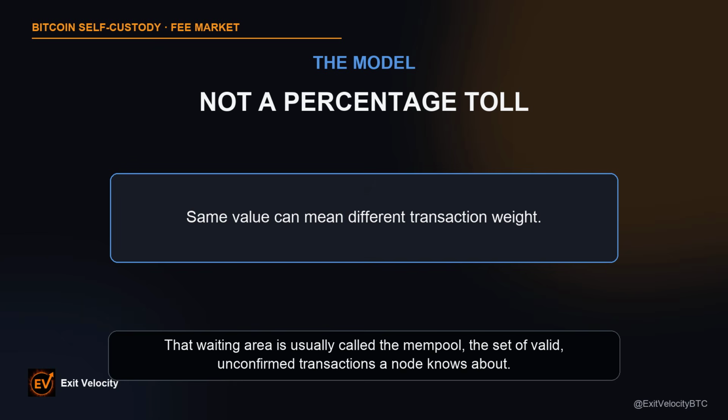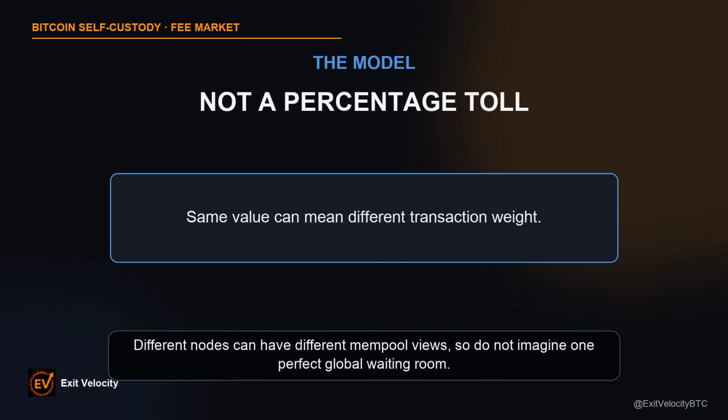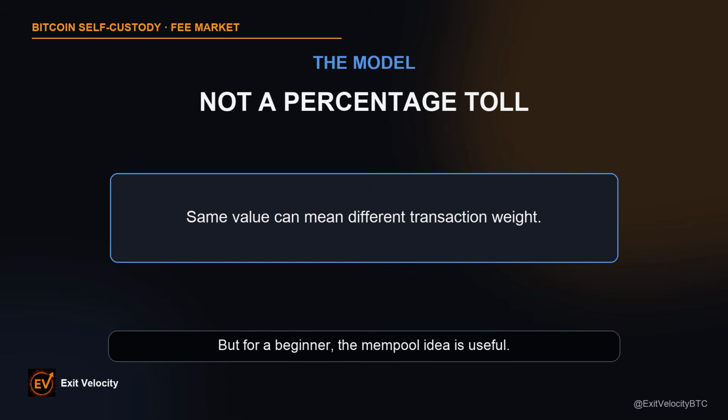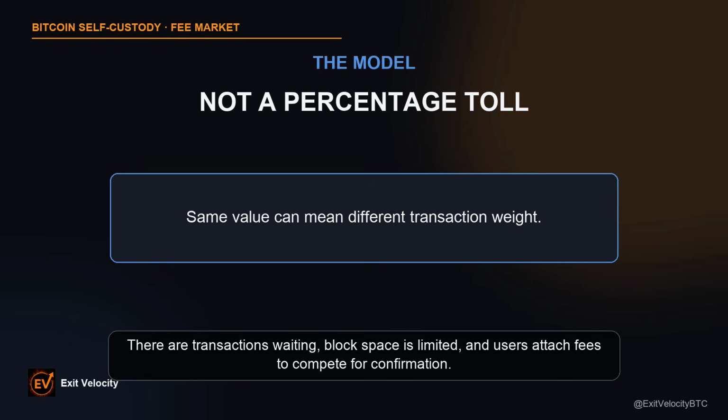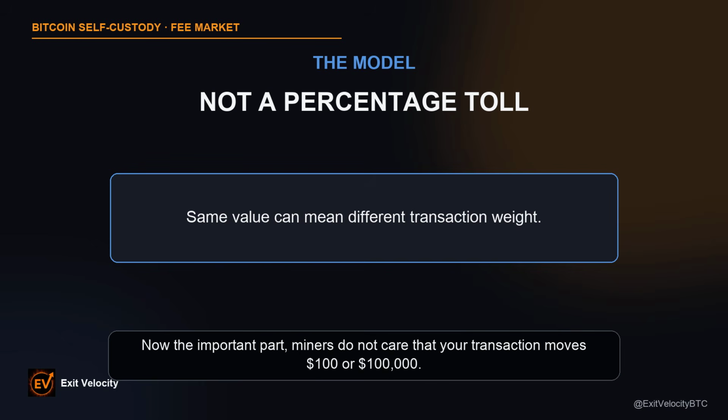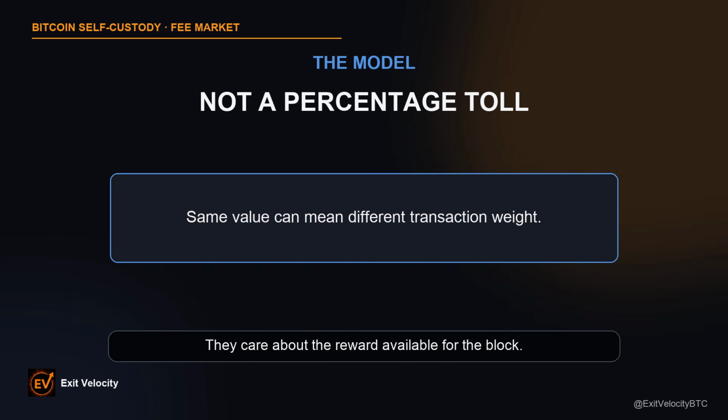And because each block has limited capacity, not every waiting transaction can fit at the same time when demand is high. That waiting area is usually called the mempool, the set of valid unconfirmed transactions a node knows about. Different nodes can have different mempool views, so do not imagine one perfect global waiting room. But for a beginner, the mempool idea is useful. There are transactions waiting, block space is limited, and users attach fees to compete for confirmation.